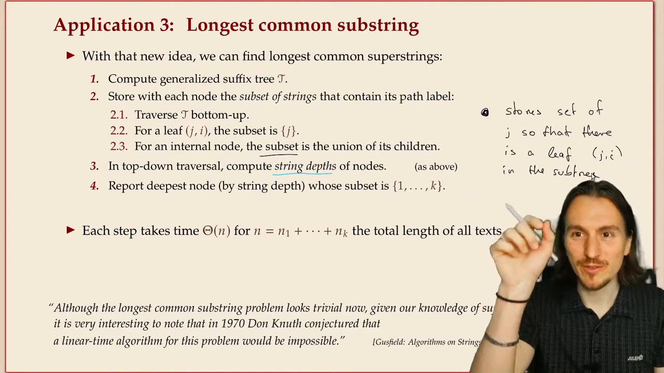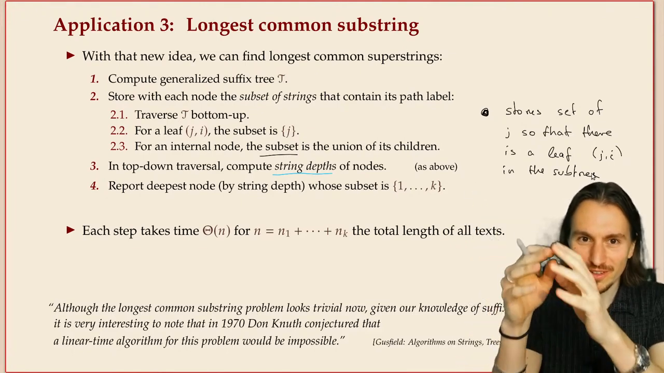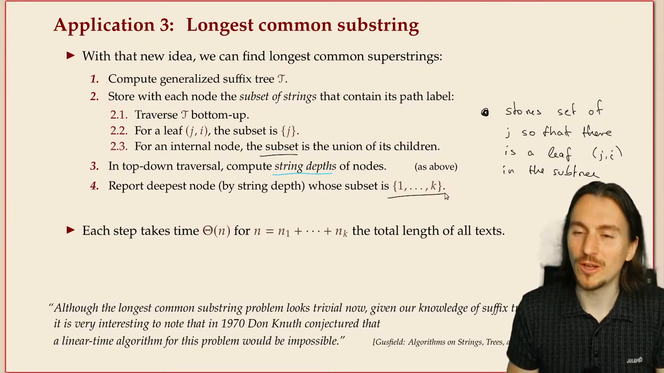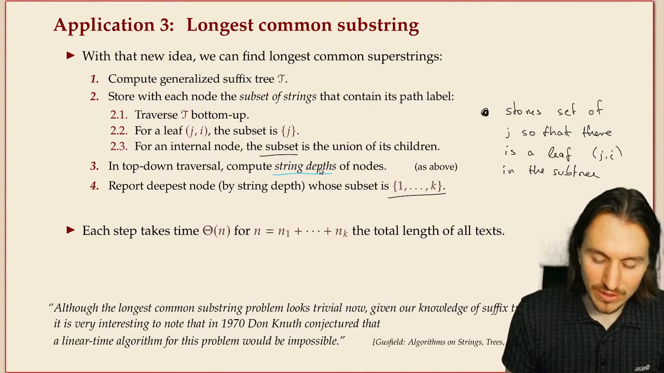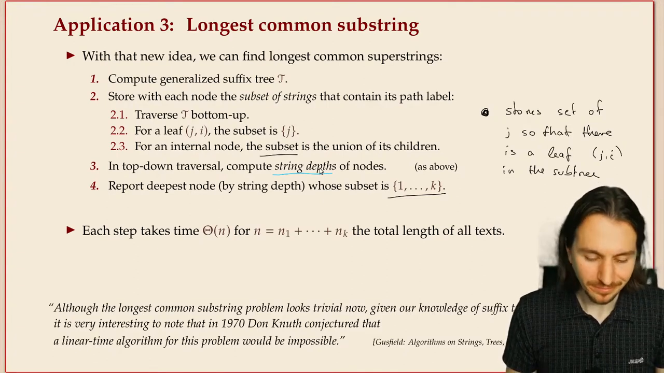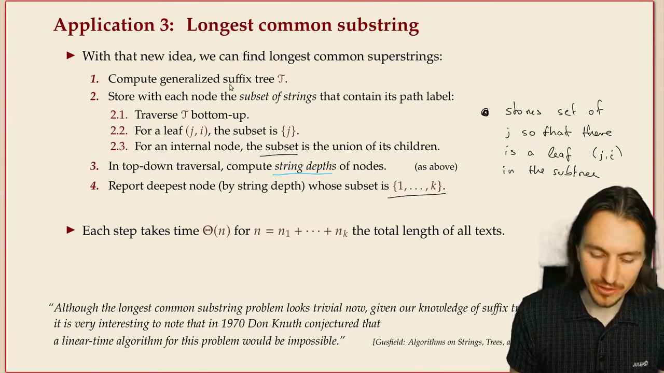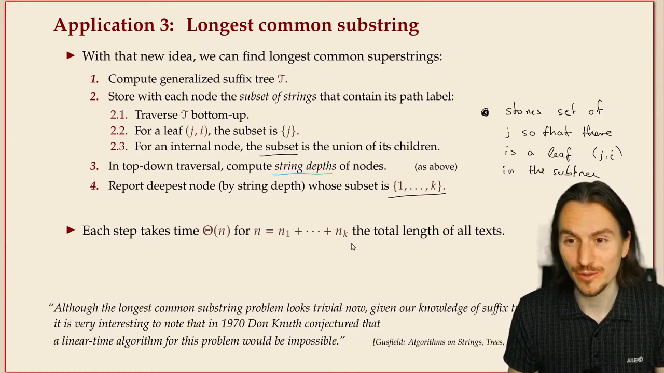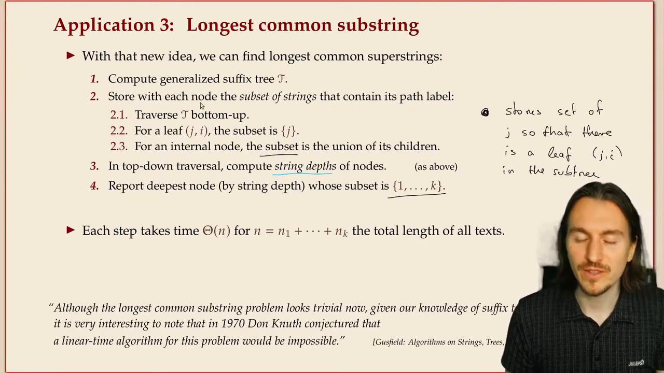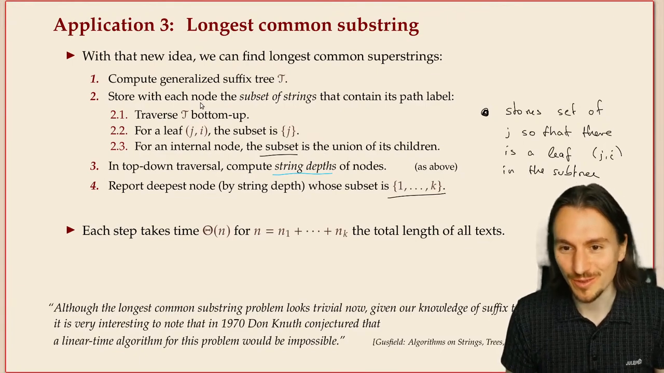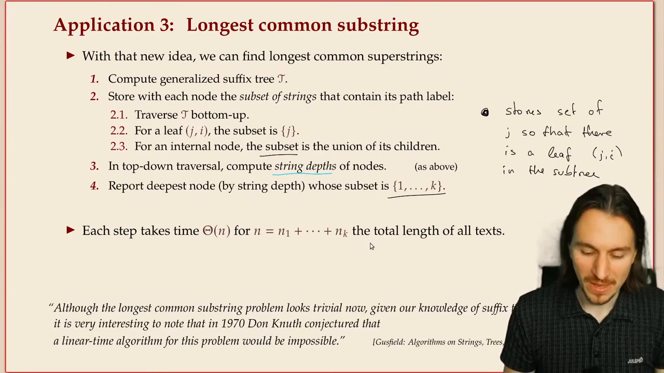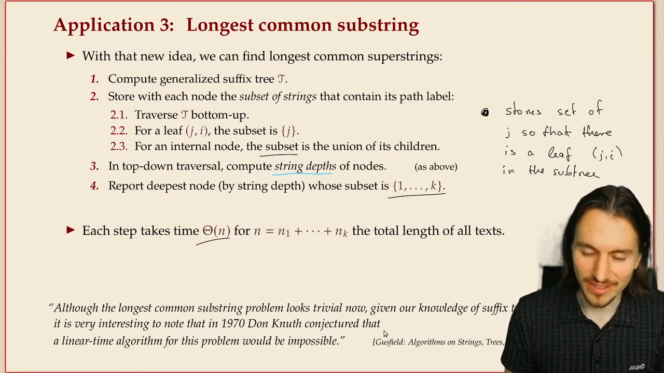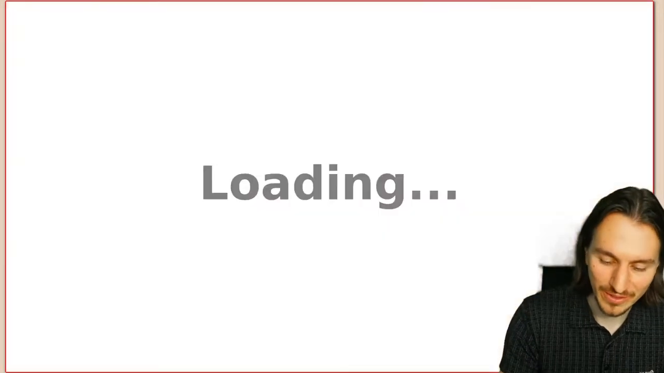Remember, every repeated string gives rise to an internal node, but we want an internal node where there's a continuation in all of the strings. So we try to find the deepest node that is labeled with all of the strings, deepest in terms of the string depth. If you go through this algorithm, computing the suffix tree takes time proportional to the length of all the texts, because that's the text we compute the single suffix tree on. And both of the other things are linear in the size of the suffix tree, and the suffix tree is linear in the number of characters. So again, here's this quote from before. We found this linear time algorithm now for this problem, and that's proving a famous computer scientist wrong.